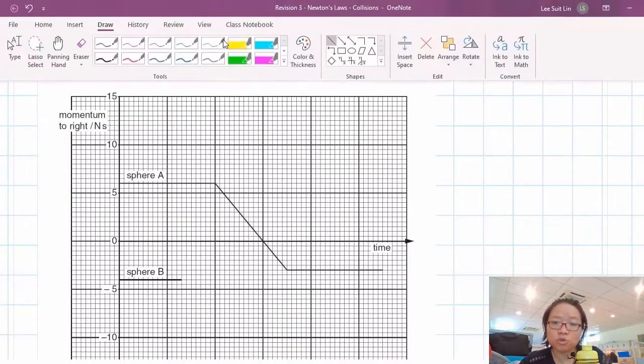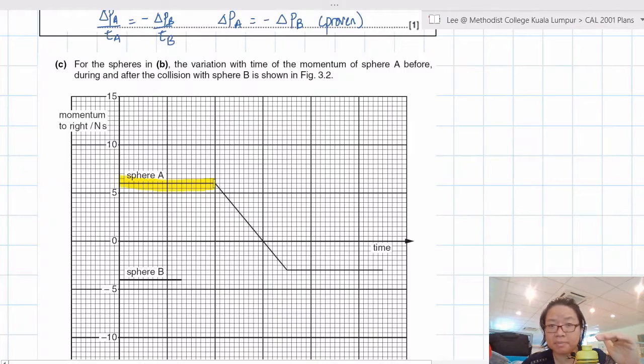Now this graph shows you the change in momentum of sphere A and B. This is a very popular drawing.